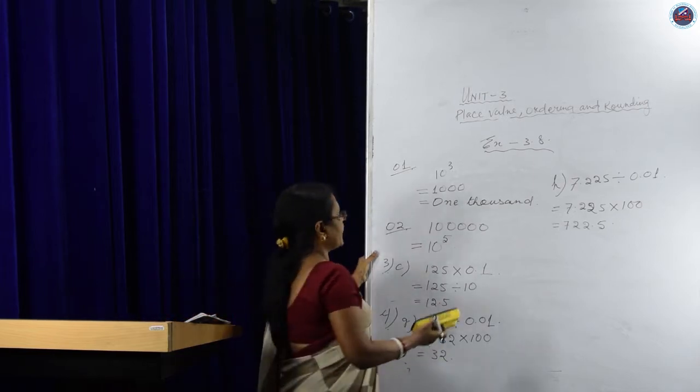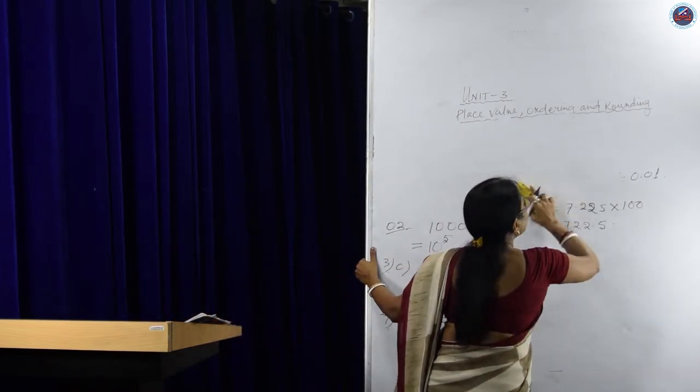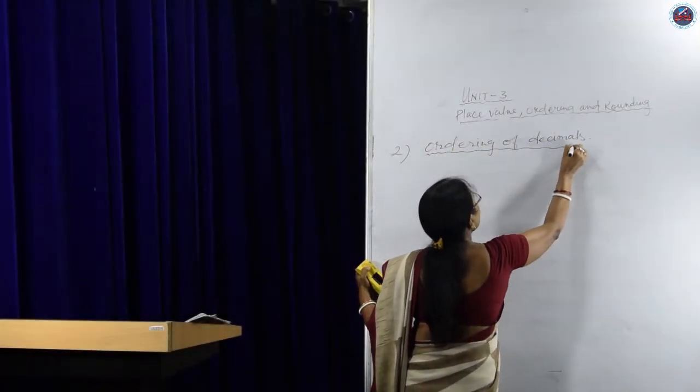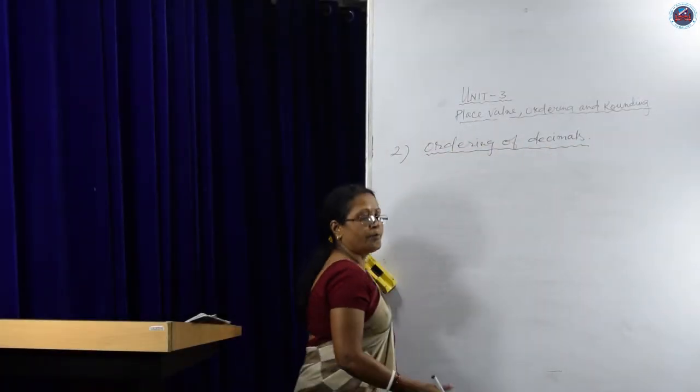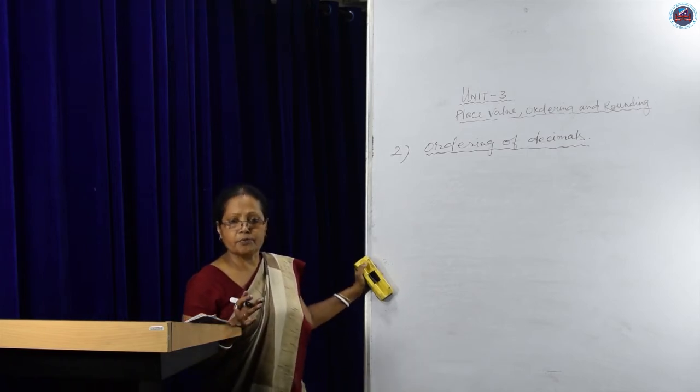Now I move to the next subtopic. The next subtopic is ordering of decimals. Ordering of decimals means you have to arrange the decimals from big to small and small to big according to the question given in the book.